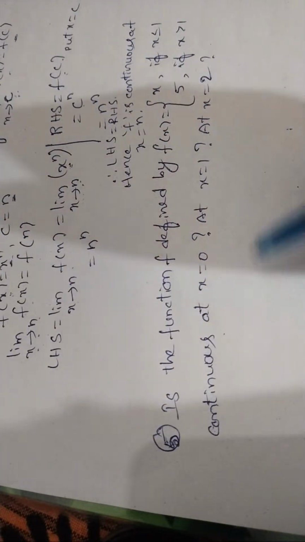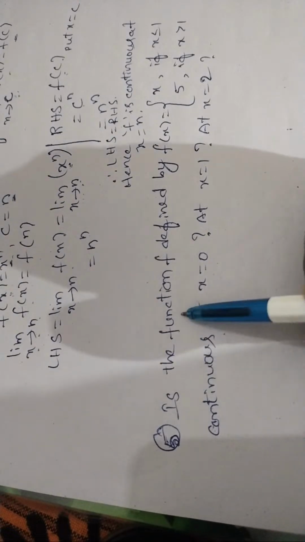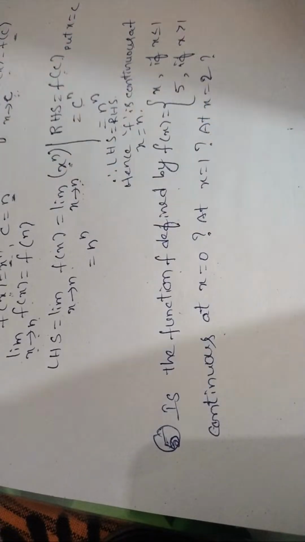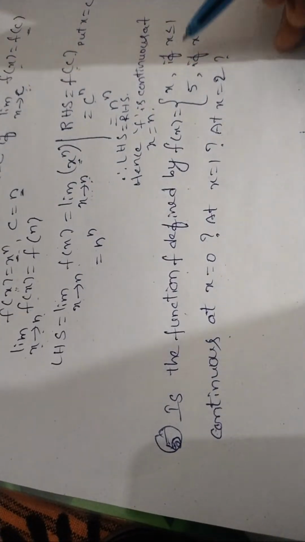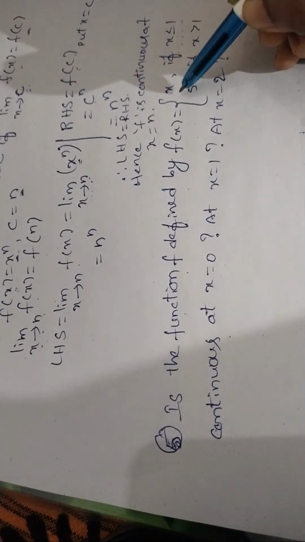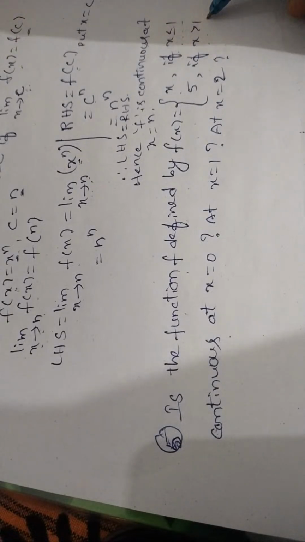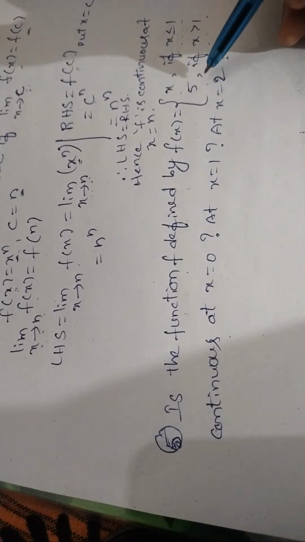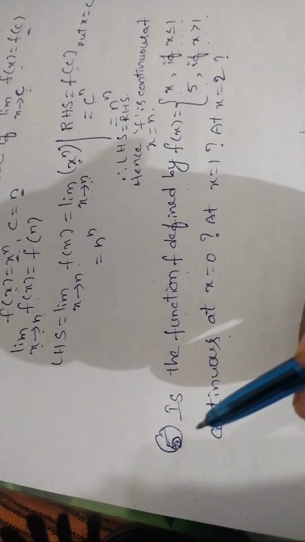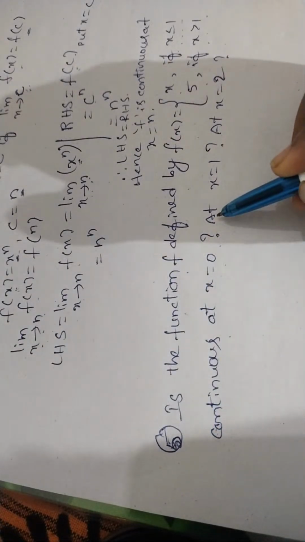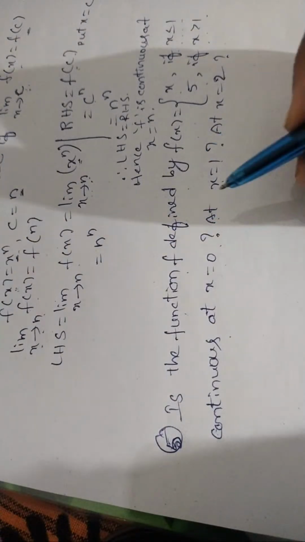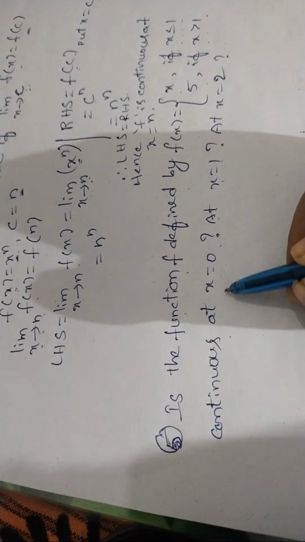Next, fifth question. Is the function f defined by f of x equals x if x is less than or equal to 1, and 5 if x is greater than 1, continuous at x equals 0, at x equals 1, and at x equals 2? Now we are going to check. First we take x equals 0.